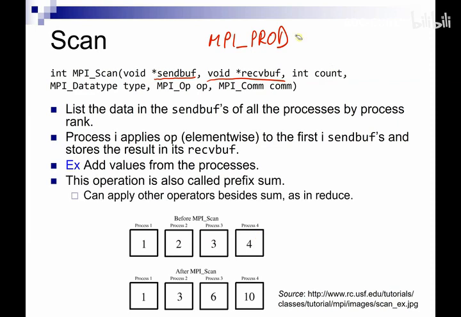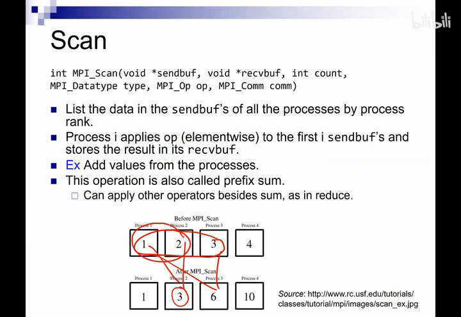Now when you do this scan operation, you're often doing the sum operation, and in that case, this operation is also called prefix sum. The reason it's called prefix sum is basically because you're taking a prefix of these processes and you're adding them. For example, the third process here is taking a length 3 prefix of all of these values and adding them. This process over here is taking a length 2 prefix and adding them. So this is why it's called prefix sum.